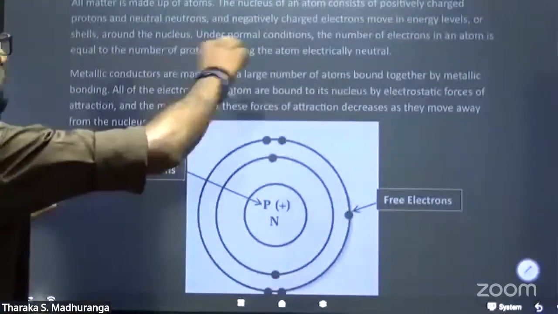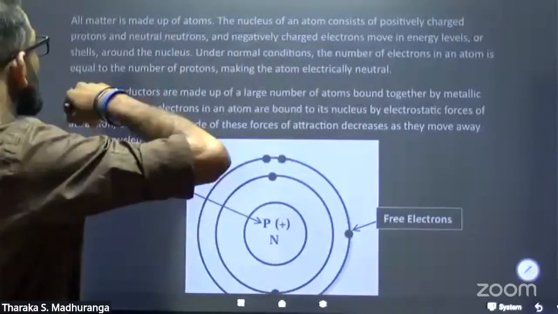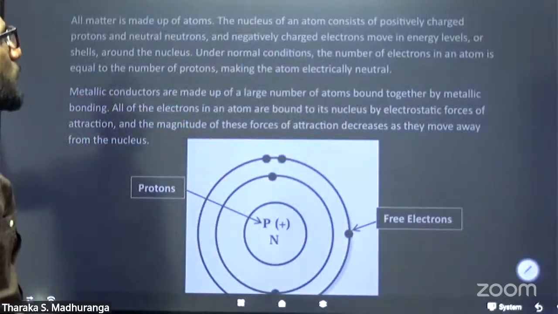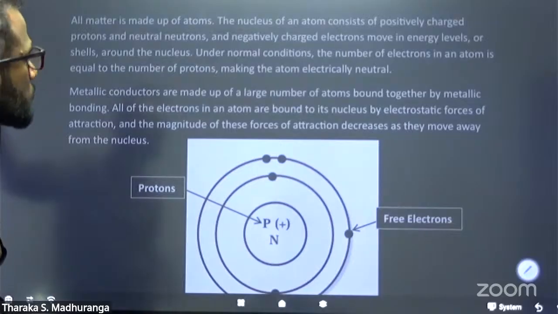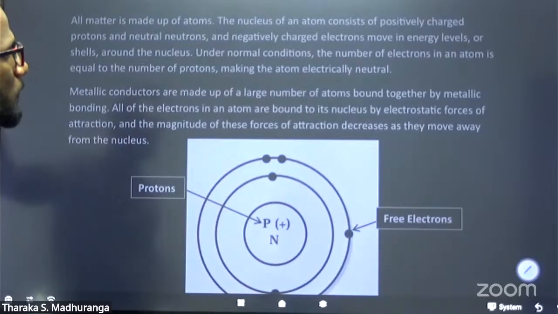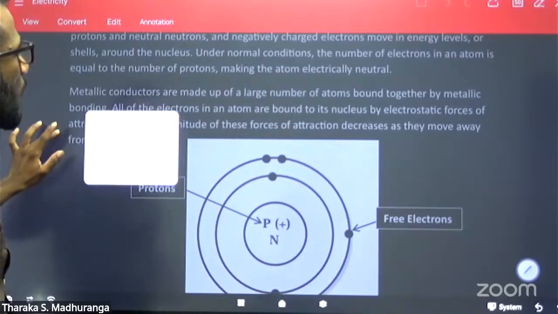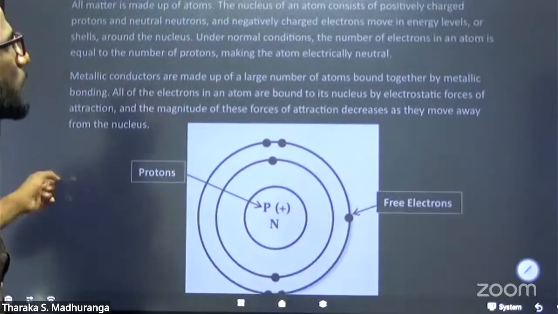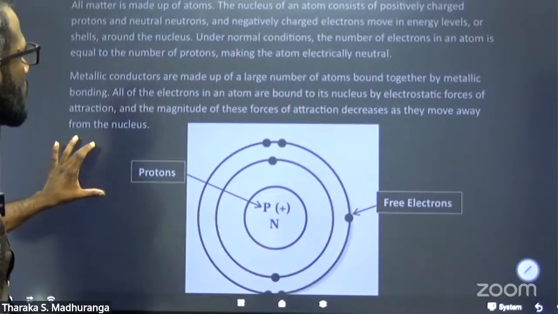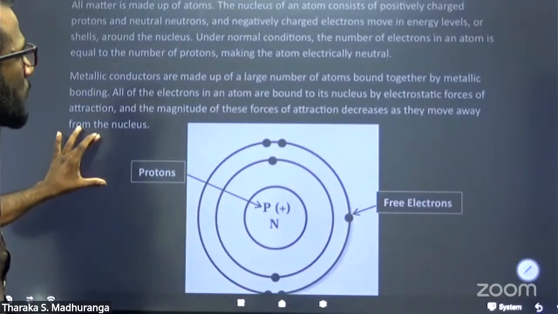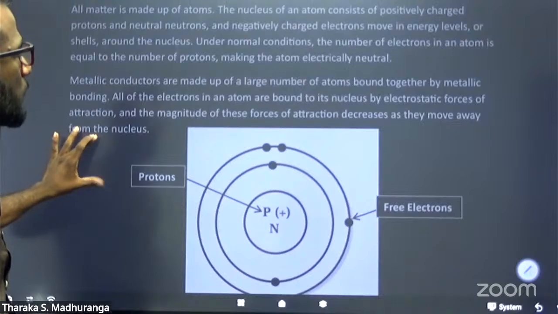If you read this, you can get the basic idea. Matter is made up of atoms. The nucleus of an atom consists of positively charged protons and neutrons, and negatively charged electrons move in energy levels or shells around the nucleus. Under normal conditions, the number of electrons in an atom is equal to the number of protons, making the atom electrically neutral.